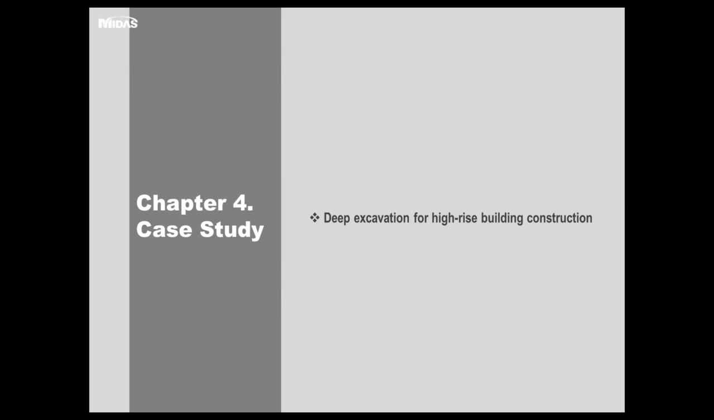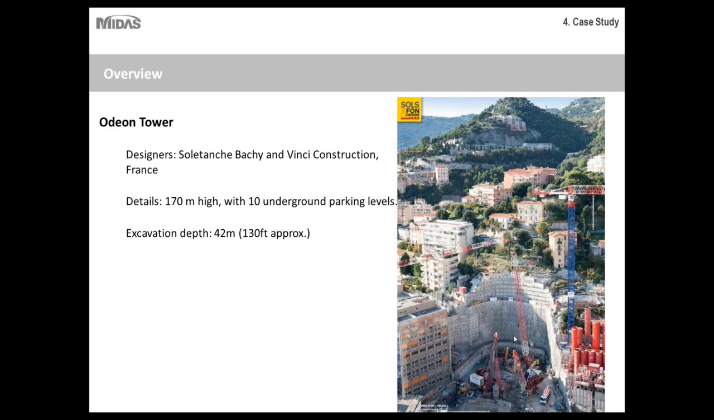So this brings us to the last chapter of this session, where we'll be talking about the deep excavation for a high-rise building construction. So this is the case study that we'll be covering today. The building that is being constructed is called Odeon Tower. The designers are Stoltanchi Baki and Vinci Construction in France.